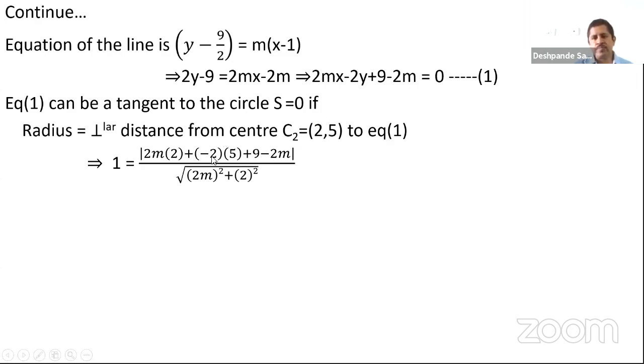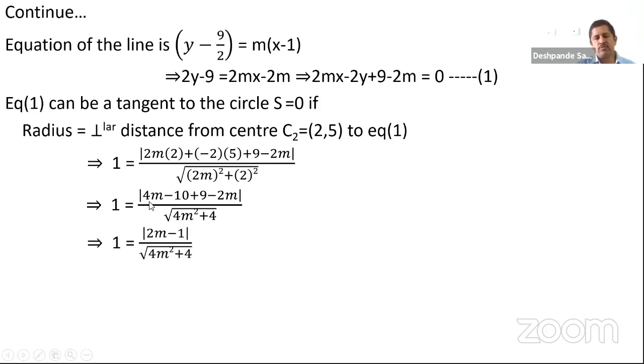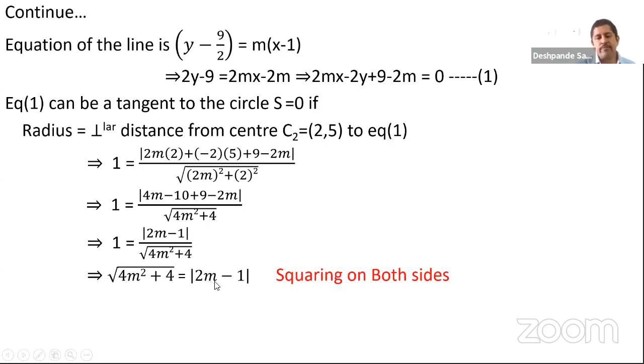So 2m into 2 plus minus 2 into 5, then 9 minus 2m, divided by root over a square, a is 2m square, plus 2 square. So you can write 1 is equal to 2 into 2, 4m minus 10 plus 9 minus 2m, divided by root over 4m square plus 4. So you can write this as 4m minus 2m is 2m, 2m minus 10 plus 9 is minus 1. So you just cross multiply now here. Root over 4m square plus 4 is equal to mod of 2m minus 1.